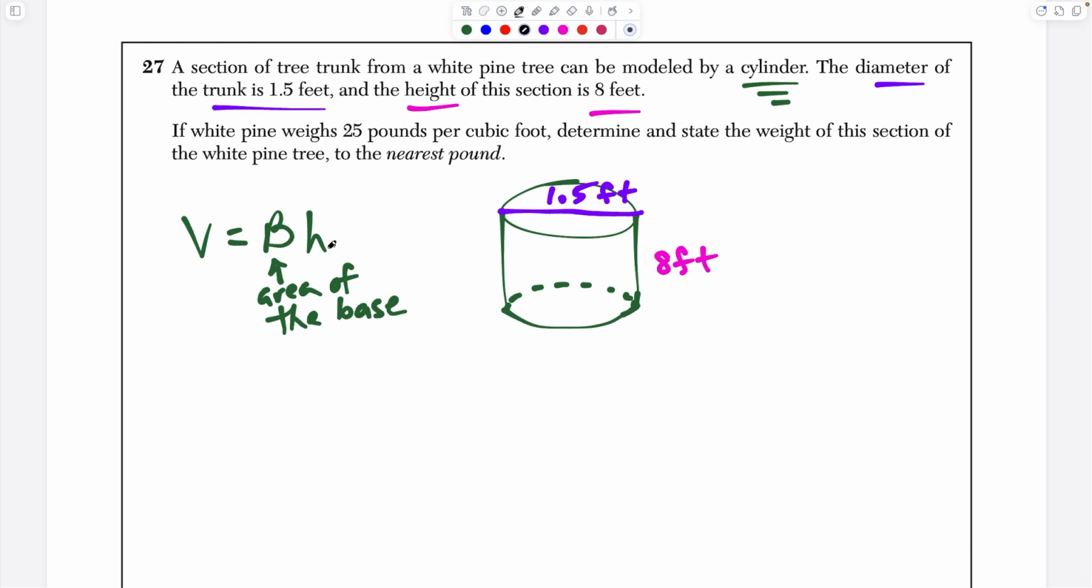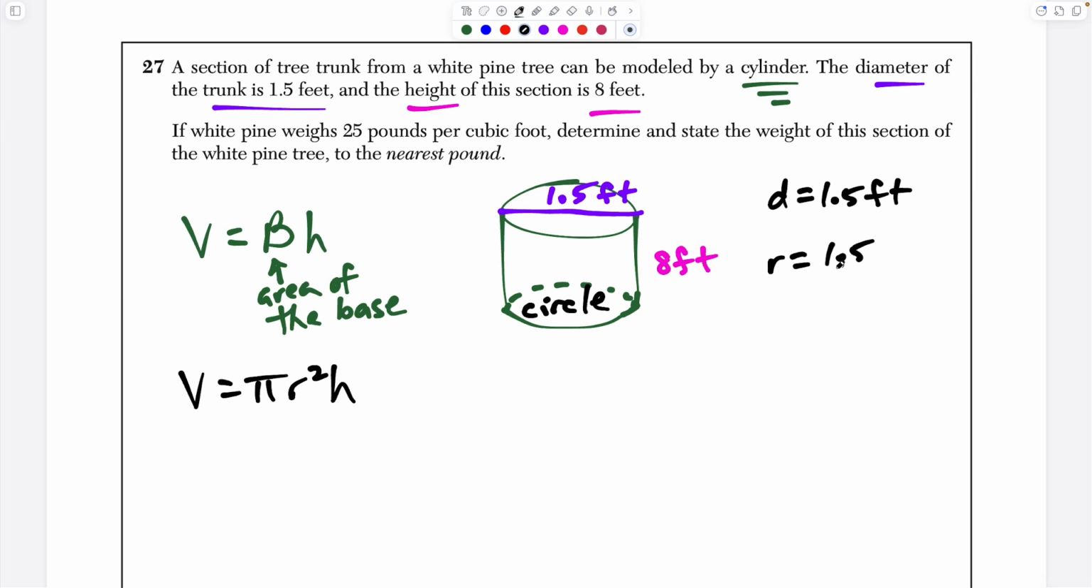So what we have to know, though, is the area of the base, if the base is a circle, would be pi r squared. So the full formula would be volume equals pi r squared times height. So here we have to be very careful, though. They gave us the diameter. So if the diameter is 1.5 feet, the radius would be half of this. So I just take 1.5 and divide by 2. Now, if you divide 1.5 by 2, you get 0.75. So the radius is 0.75 feet.